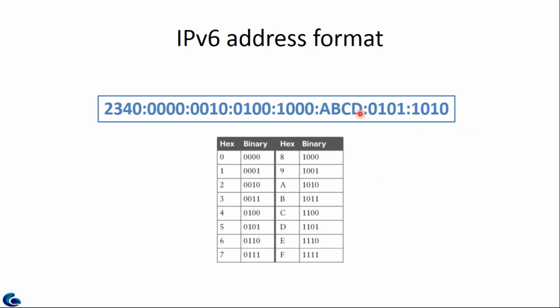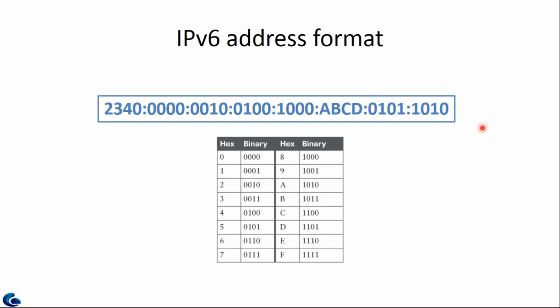For example, I take ABCD. A is nothing but 1010, B is 1011, C is 1100, and D is 1101. Likewise, each quartet represents 16 bits, 4 into 4, and together they represent 128 bits. Each quartet is separated by a colon. That's the format. Remember, in IPv4 we use a dot; here we use a colon to separate them.